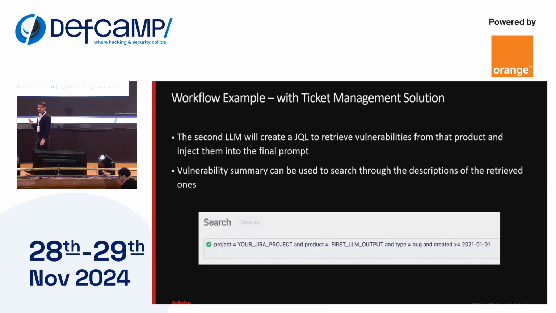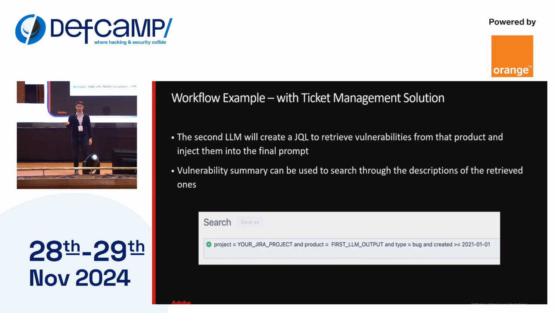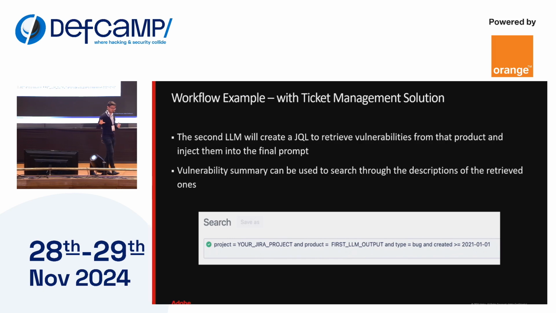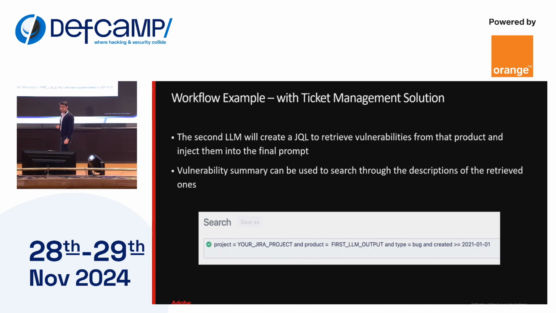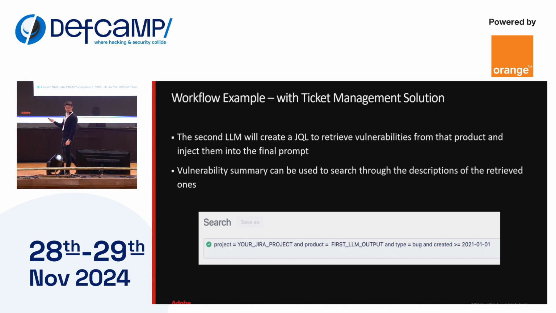So while having the product, what I'll want to do with the Jira connector that is integrated into the LLM is to create this JQL, and we'll filter by product. So you're basically getting all the vulnerabilities that product received, and you'll take them into the knowledge base. The knowledge base will be in the final prompt. To query this for the LLM, you can use the vulnerability summary of the received finding. You'll take that, and you can search through the descriptions of the received ones by the JQL connector.